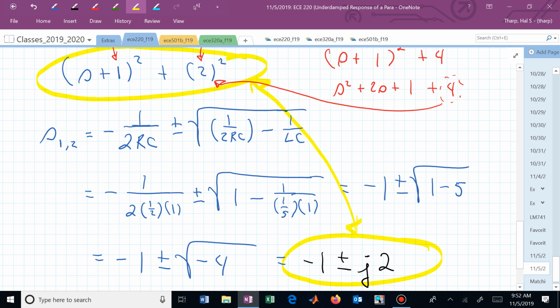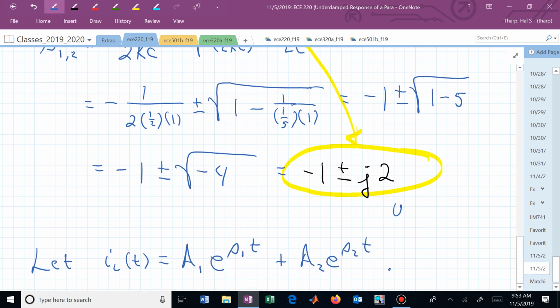The real part, -1, is coming from the s plus 1 factor, and the 2, the omega sub d, the damped frequency, is coming from that omega sub d squared term. Maybe if you don't get comfortable with that, that's okay. The main thing is now we have complex conjugate roots. That's the important thing, which means we now have an underdamped response that we're anticipating.